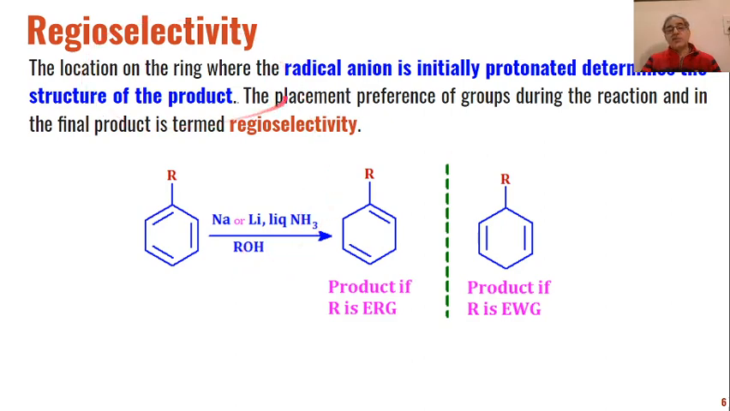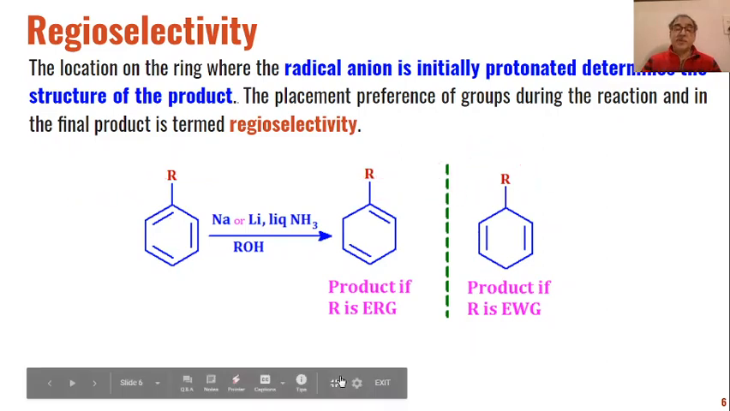So the location on the ring where the radical anion is protonated will determine the structure of the product. And the radical anion formed will depend upon whether we have an electron releasing group attached to the aromatic system or an electron withdrawing group attached to the aromatic system.